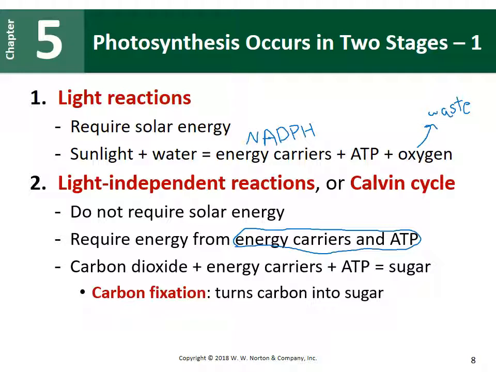We don't need any of that energy coming in. We're going to get energy from those energy carriers and the ATP. So this Calvin cycle, or this light independent reaction, this is where the plant will take carbon dioxide. It will take those energy carriers and ATP from our light reaction, so that first reaction, and that energy will be used to take the carbon dioxide, hook the carbon molecules together.